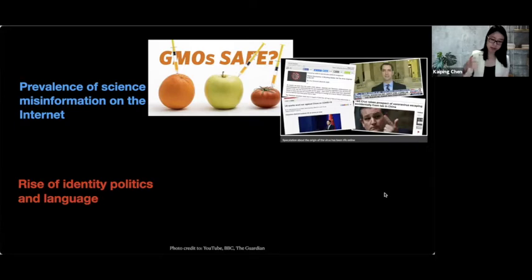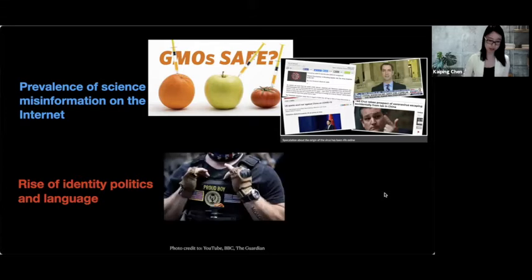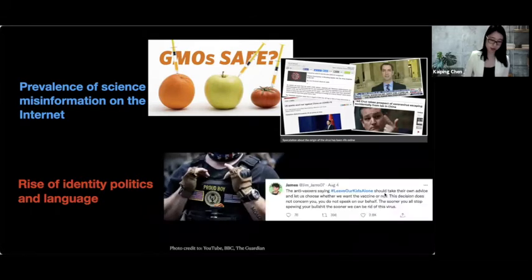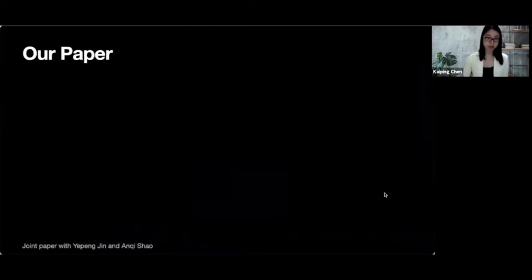In parallel with the spread of misinformation is the rise of identity politics and narratives in both offline protests and social media discussions. Identity is a very multidimensional concept. Some are based on race and ethnicity. Some are based on nationalism, while others center around people categorizing themselves based on their science attitudes, such as the anti-vaxxers and the climate deniers. The rise of misinformation and identity narratives challenges informed citizenship and public understanding of science.